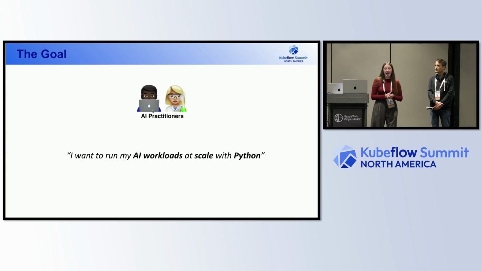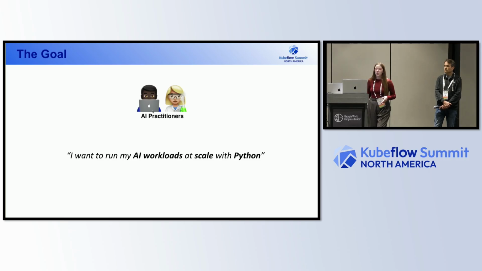Let's imagine I'm an AI practitioner and I have a goal. I want to run my AI workloads at scale with Python. And when I say at scale, I mean I want to run any kind of AI workloads like data processing, training, fine-tuning, hyperparameter optimization. I want to start doing that locally on my local machine. And then whenever I need to, I want to scale it and distribute it across multiple nodes and GPUs. And I want to stay in my Jupyter notebook using Python. No need to learn any Kubernetes at all. Sounds like a great plan, but let me show the reality.